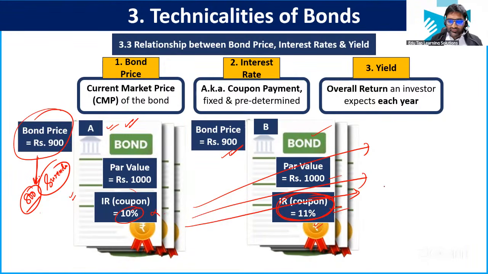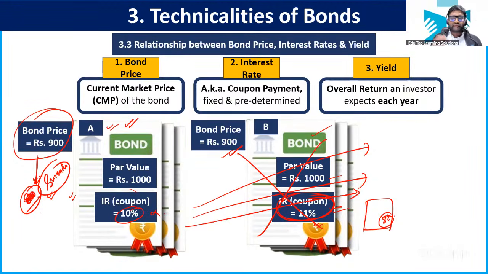Now let us say in the market there was this bond. Let's forget this one. There was a bond with, let's say, 8% interest. The market interest rate is 8%. Everybody is giving 8% only. Okay, in that case, Surender, I have this particular bond with me.